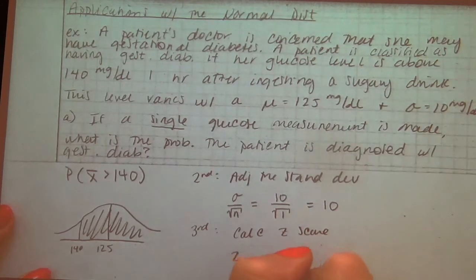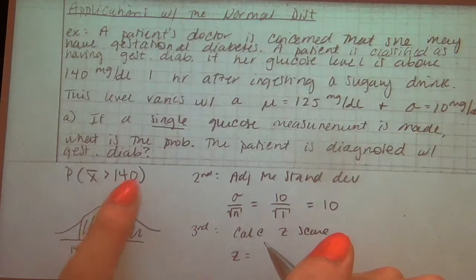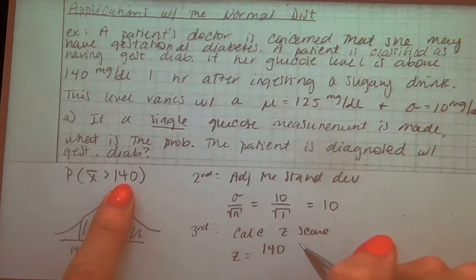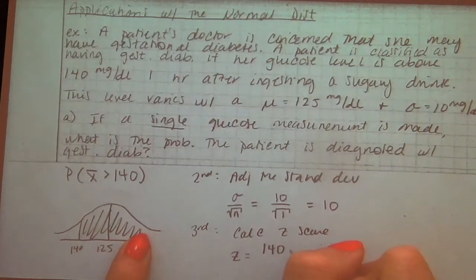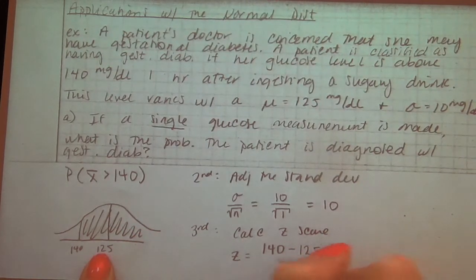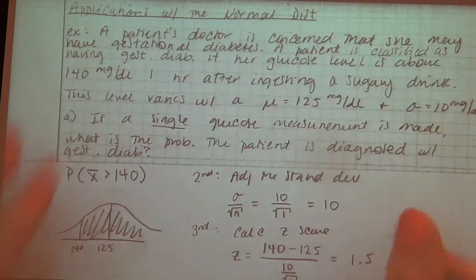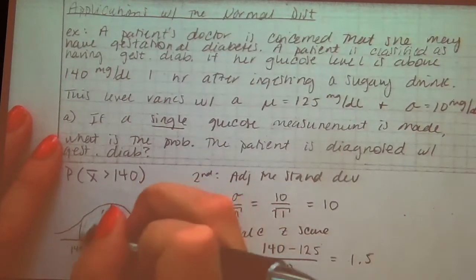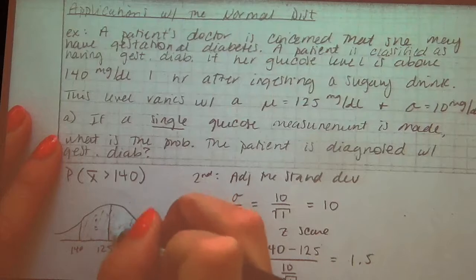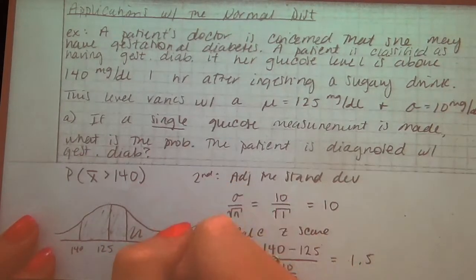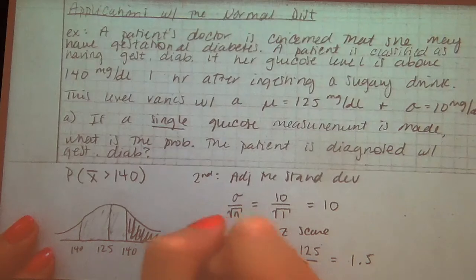So z equals, this time we're going to use x bar, 140, because that's what we're trying to make a prediction about in terms of the population, minus the mean, 125, divided by our adjusted standard deviation, which is technically 10 over root 1. If you do the calculator work, you should get 1.5. Since 140 is greater than 125, we want that over here, so we're looking for that little shaded piece.